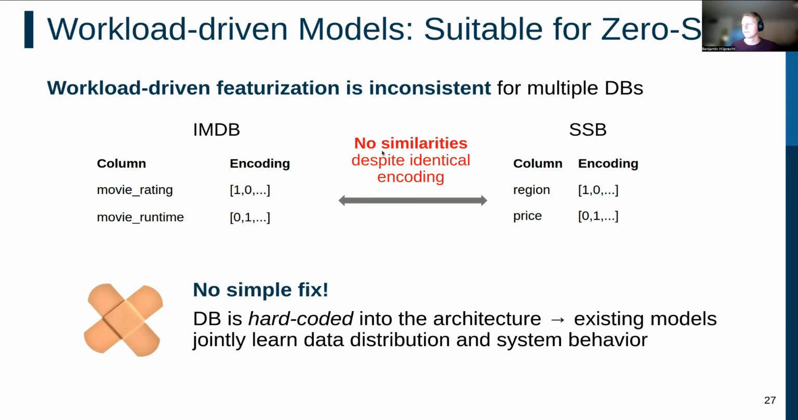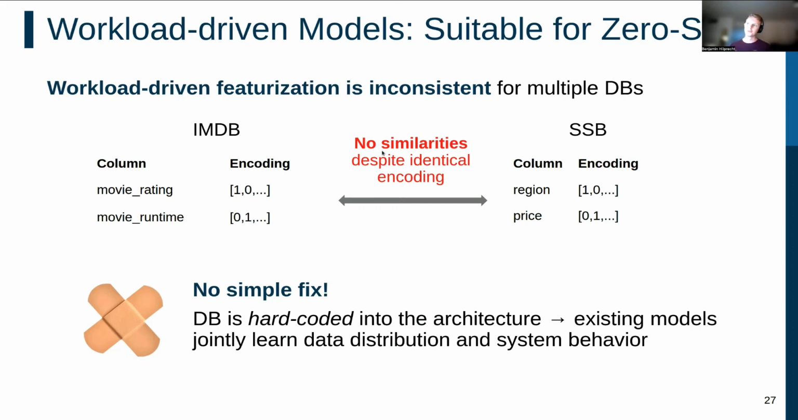So they will both learn, for instance, that the movie runtime and the movie rating are correlated in some way, which of course might not hold true for the SSB database. And they might also learn general system behavior. So things like a sequential scan on your data is approximately linear in the size of your data and such things, right? And since they learn both things and the data distribution will of course change for every database, you cannot make them generalize to unseen databases. And that's the fundamental problem that we also had to tackle when we tried to solve zero-shot learning for cost estimation.